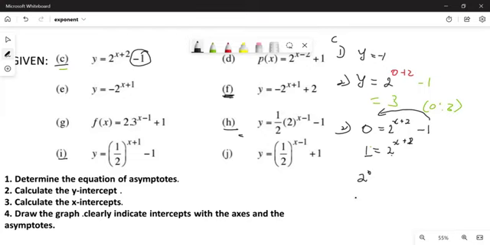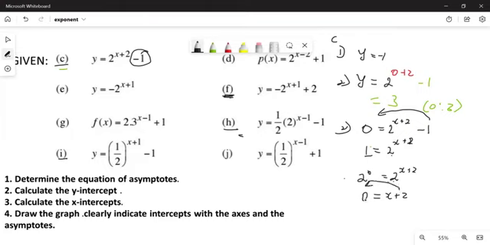Again, any number to the power of 0 is 1. Then 2 to the power of 0 is going to be 1. Then I'm going to have 2x plus 2. Now, bases are equal again. If bases are equal, what are you going to do to the exponents? You drop the exponent. Then it says 0 is going to be equal to x plus 2.